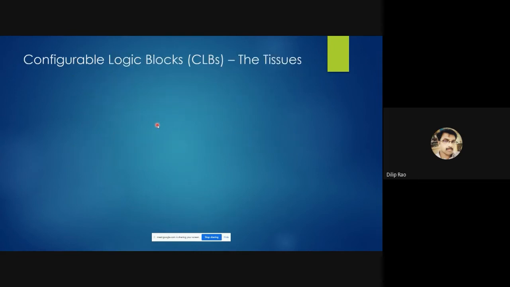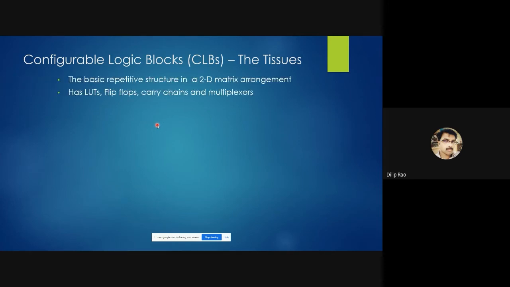If you go one level above this, moving one level above the hierarchy, what we have is the configurable logic block. The configurable logic block can be compared to the tissues, which sit one level above the cells in terms of complexity. Here it's a basic repetitive pattern, arranged as I was showing in the previous slide. It's a matrix kind of arrangement where you have multiple CLBs crisscrossing the entire device, and there are programmable interconnection lines running across. These interconnection resources can be enabled and disabled based on the bit stream that we have downloaded there.